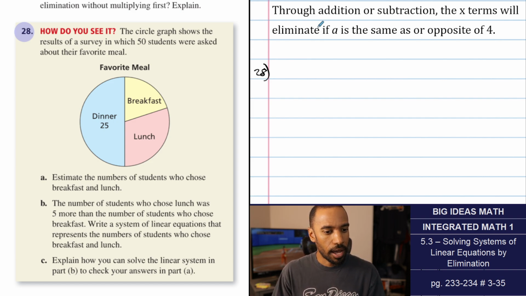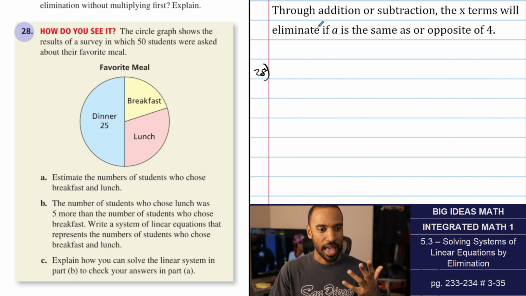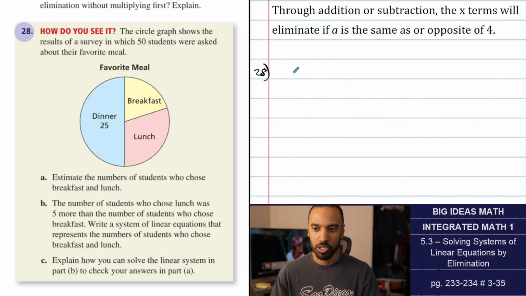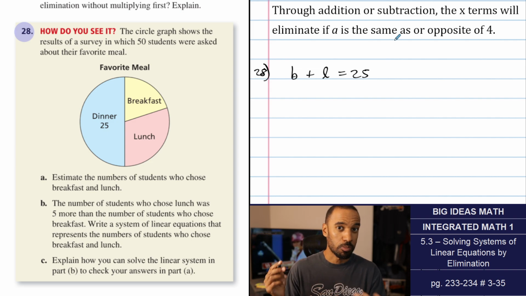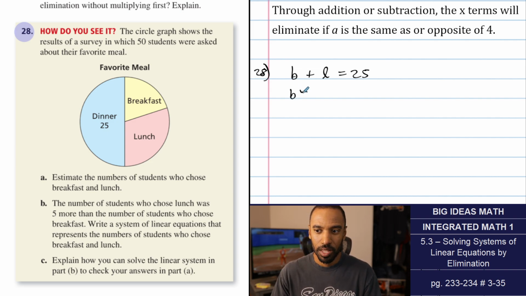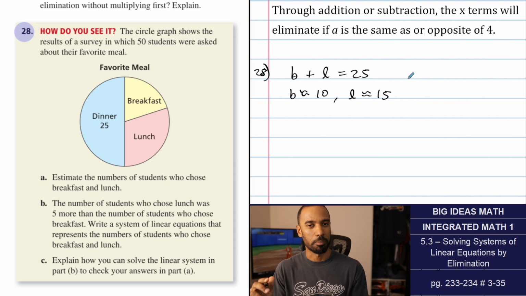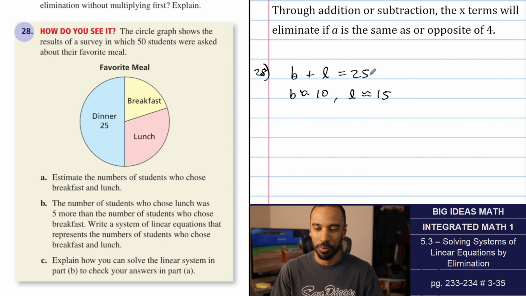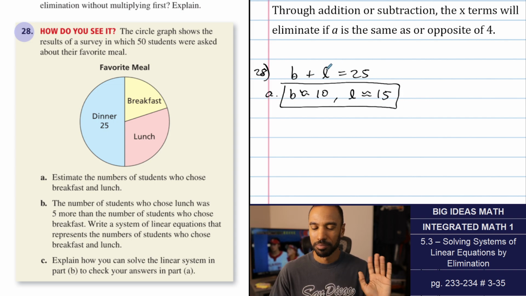Okay, so estimate the numbers of students who chose breakfast and lunch. Well, there's less breakfast than there's lunch. If dinner is half of them, 25, then breakfast plus lunch also needs to add to 25, right? And breakfast needs to be less than lunch. Maybe 10 and 15. Breakfast is 10, that's a low number to me. And lunch is about 15. So that's my part A, that's my estimation. That's how I see it. Is that right or wrong? I don't know.